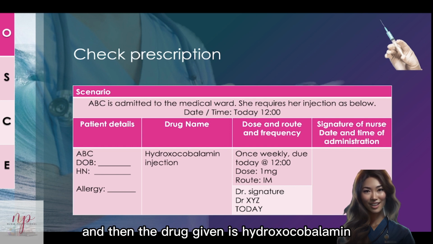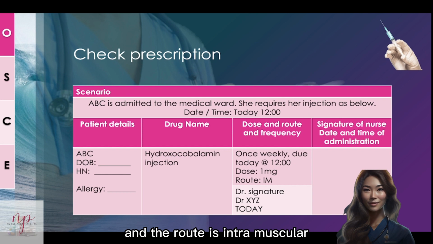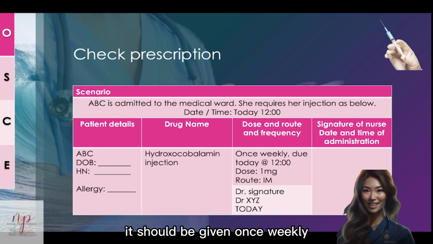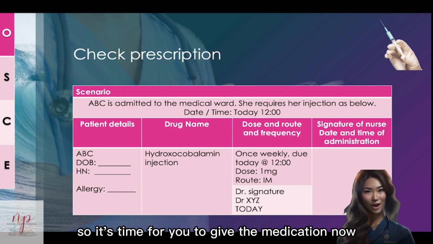And then the drug given is hydroxocobalamin, for example. The dose is 1 milligram, and the route is intramuscular. It should be given once weekly, due today, and not yet given. You can refer to the right box. There is no signature yet, so not yet given. So it's time for you to give the medication now.